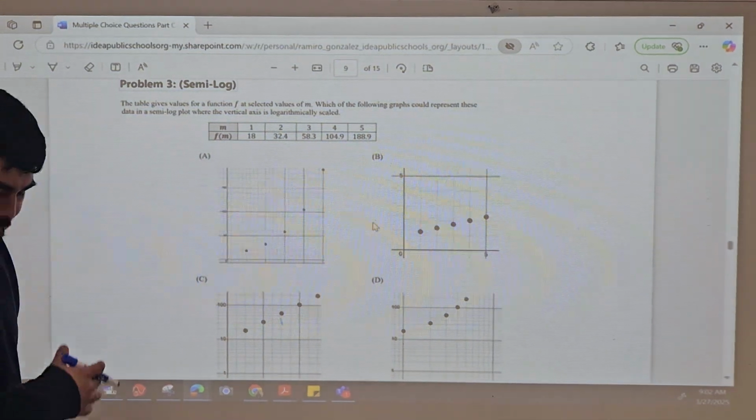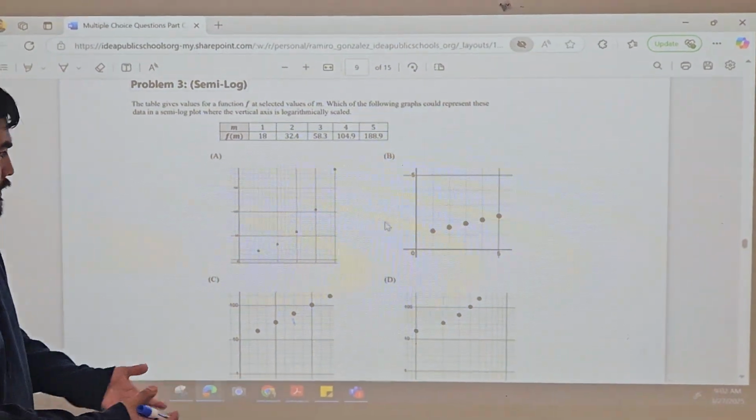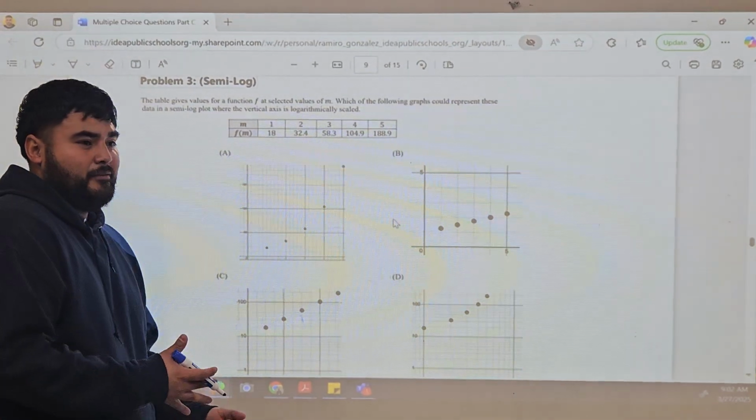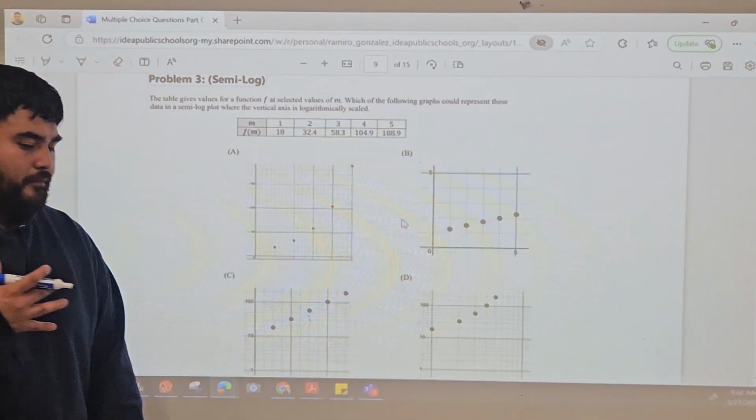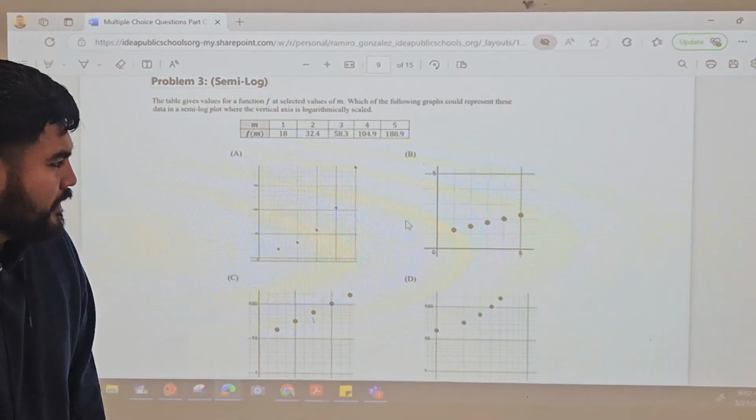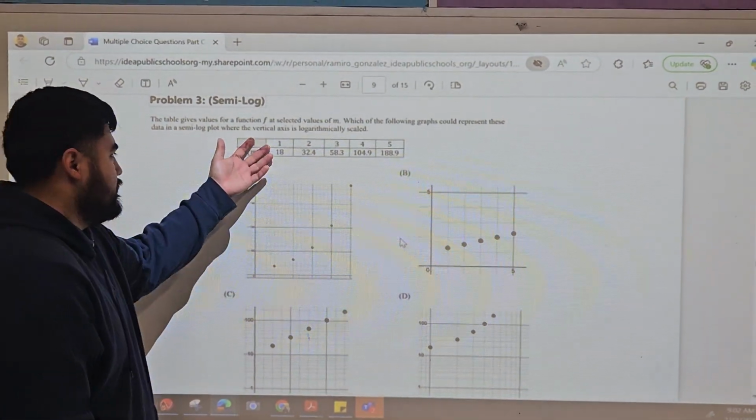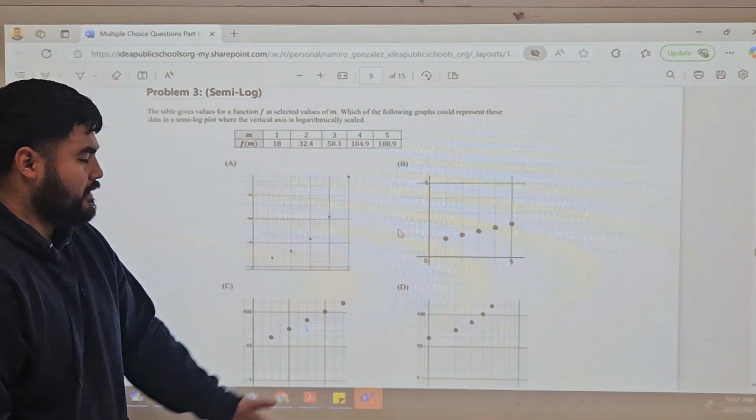Okay, so here we go. Semi-log plots, right? I never went over this. This is one of the questions that rarely shows, maybe one question or two. So how do you solve something like this? How do you go from this table and graph it into a semi-log?